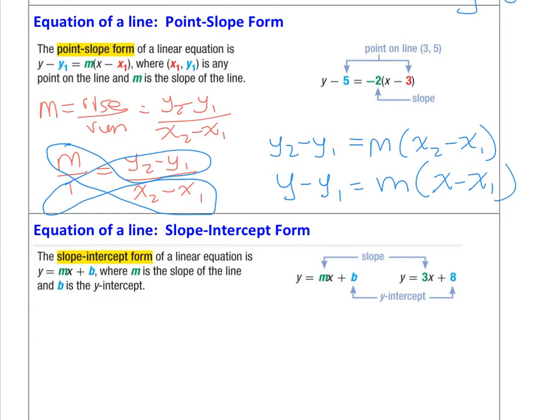Okay, so here you can see we can use this formula. You can see where it comes from. It just comes from the slope.